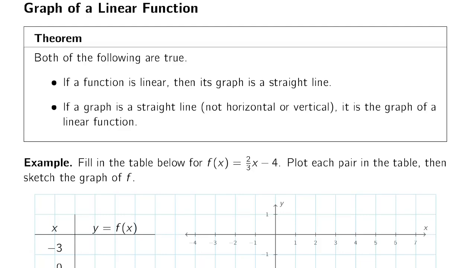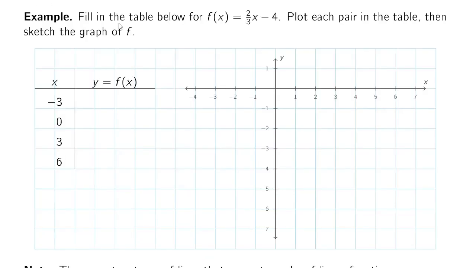And just to get a big picture idea of what this looks like, we're just going to brute force make a graph of a linear function. Here we're given the function f of x equals 2/3 x minus 4. And we're given a list of x values, asked to fill out the corresponding y values, and then use those to graph the function. So we've got f of x is 2/3 x minus 4.